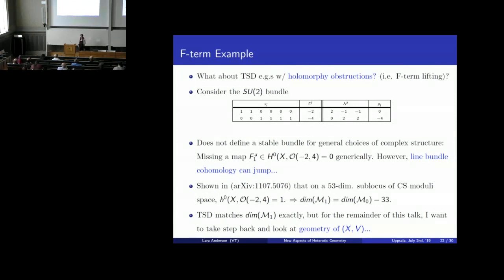Instead, I want to now use the observations that I just made about the structure of this moduli space. I want to take a step back now and say, what is going on with this correspondence that I've laid out? I've argued that it's working better than expected in terms of reproducing the massless spectrum and flat directions of the theory. Can we understand at the level of geometry what's really happening?